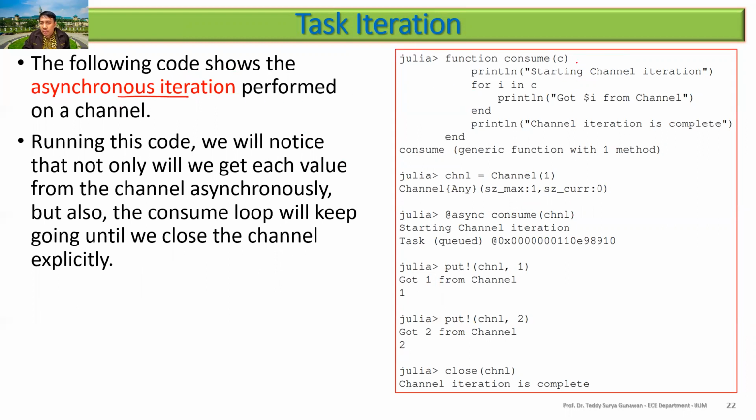The following code shows asynchronous iteration performed on channels. This is a consume function: for I in channel, print line got something from the channel. You print the numbers there, and channel insertion is complete. Create the channel, channel 1, asynchronous consume. Then you put here starting channel iteration. You put into channel 1 and got one from the channel. It will consume directly, and after that you can close the channel.